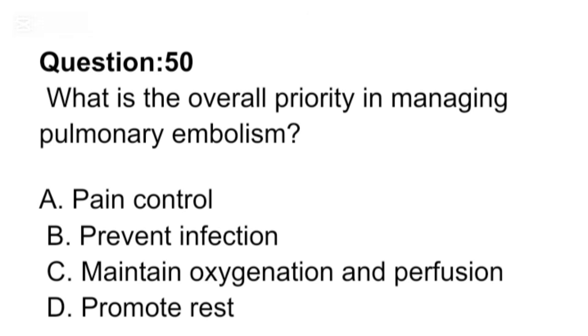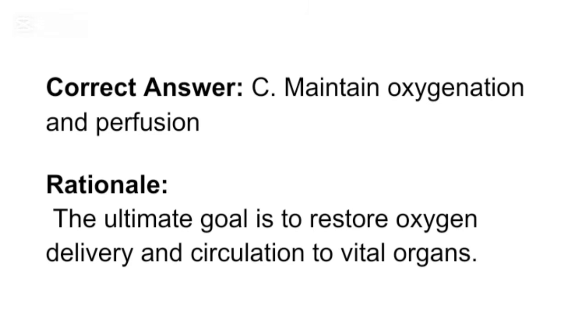Question 50. What is the overall priority in managing pulmonary embolism? A. Pain control. B. Prevent infection. C. Maintain oxygenation and perfusion. D. Promote rest. Correct answer, C. Maintain oxygenation and perfusion. Rationale. The ultimate goal is to restore oxygen delivery and circulation to vital organs.